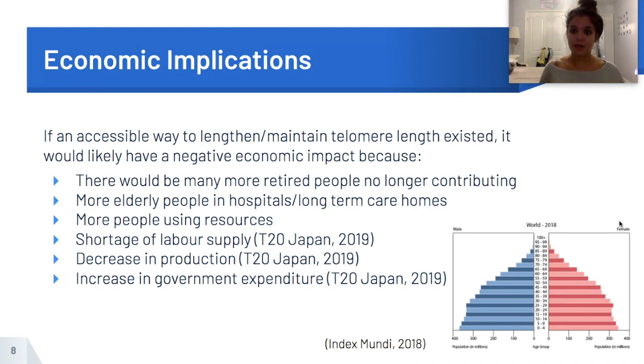There would be even more retired people than there are now who are no longer in the workforce and therefore no longer contributing. That would lead to an even bigger shortage of labor supply. There would be more people using resources, more elderly people in hospitals and long-term care homes, because though the cells would help you to live longer, that does not protect you against disease or physical trauma. There would be a decrease in production because of all of that, and ultimately an increase in the amount of money that the government must pay.